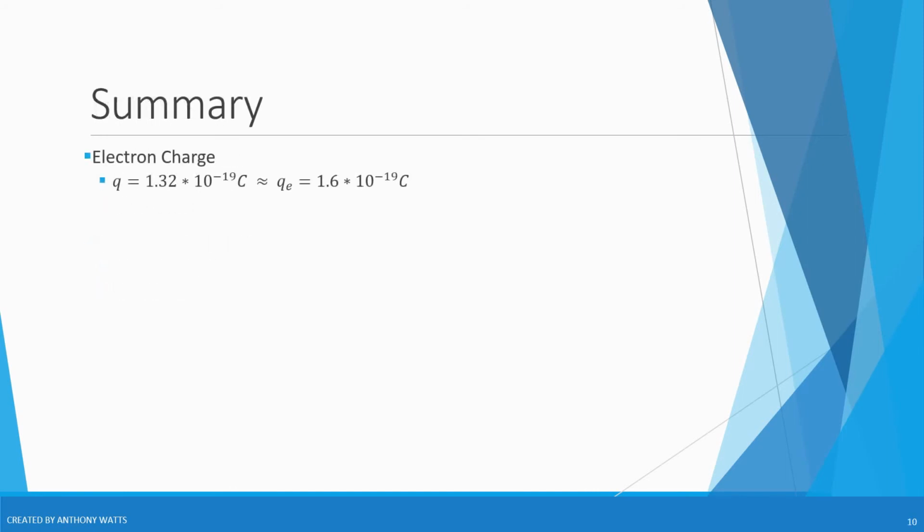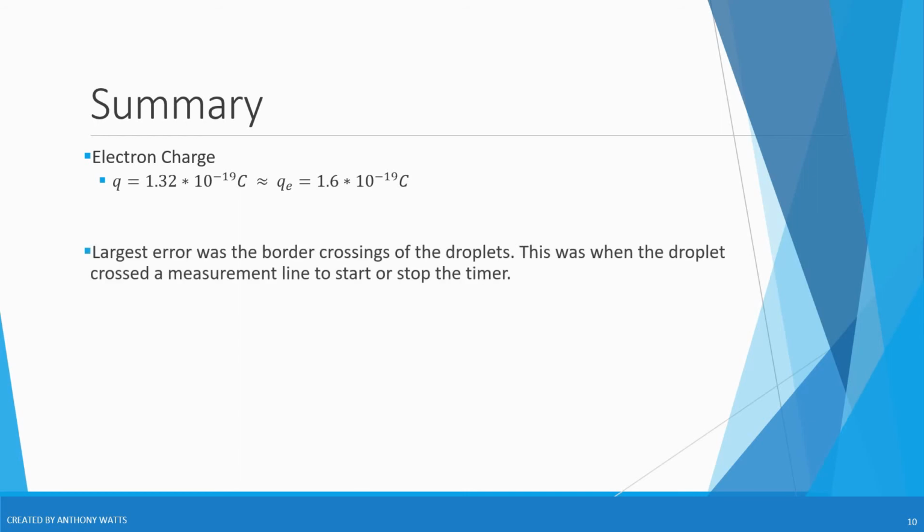To summarise, the charge of an electron was calculated as 1.32 times 10 to the minus 19 coulombs, which is very close to the known value of 1.6 times 10 to the minus 19 coulombs. The largest error of the experiment was measurement of the time, as this was done by eye and so created an error of plus or minus 0.1 seconds. This could be diminished by recording the eyepiece with a camera and using software to count the exact time between crossing measurement lines.